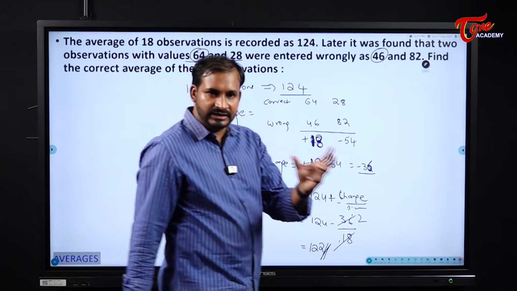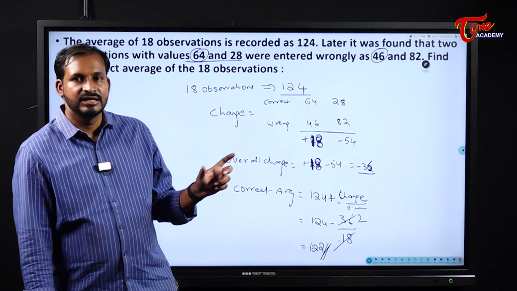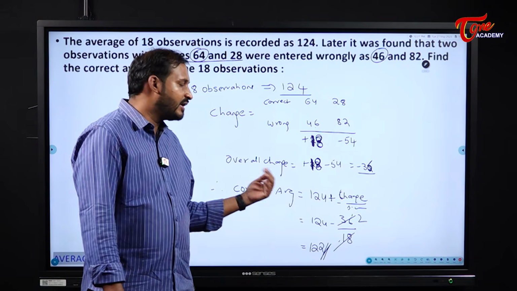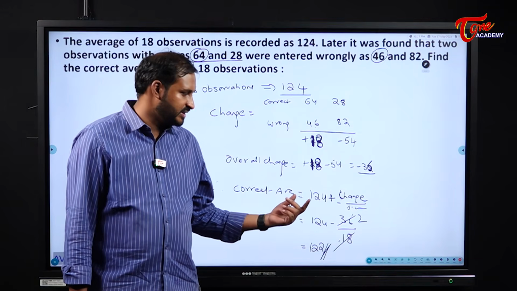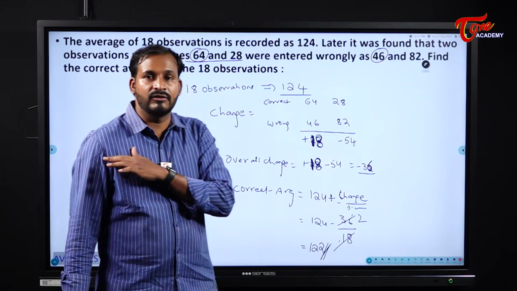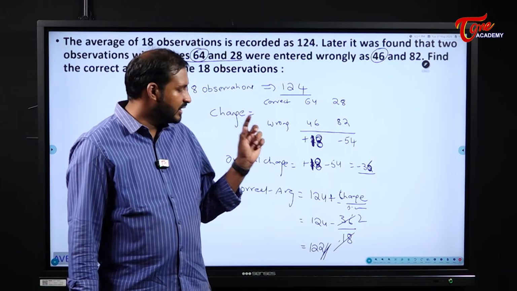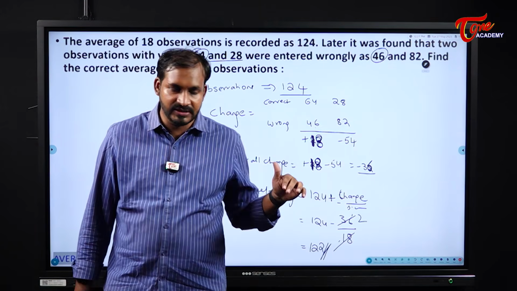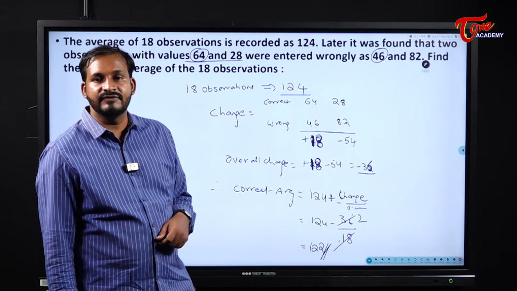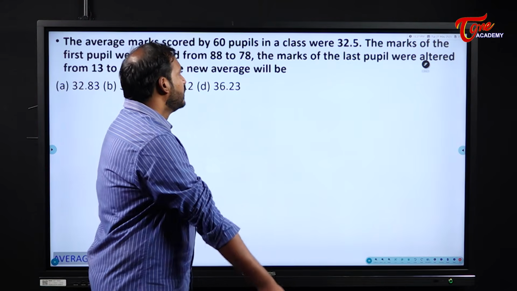So like this you need to change. First of all, you need to identify the change and then simply add or subtract that change to the previous average. And remember, divide it by 18. Why are we dividing? That change should be applied for all the observations, not for one observation. That is the reason we are dividing it by 18. Okay, don't worry, we will see some more examples.